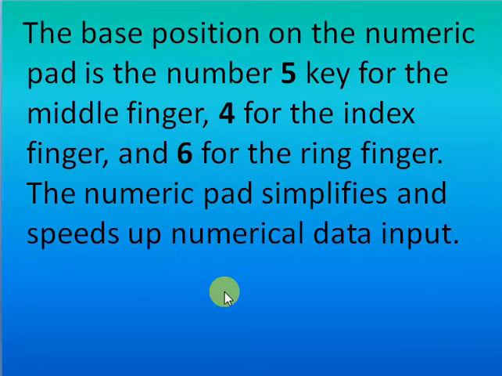Now the other one is the numeric keypad. The base position on the numeric pad is the number 5 key for the middle finger, as I showed you earlier, 4 for the index finger and 6 for the ring finger. So 4, 5, 6 are the base keys for the numeric keypad, and the numeric pad simplifies and speeds up numerical data input. This is the benefit of the numeric keypad.